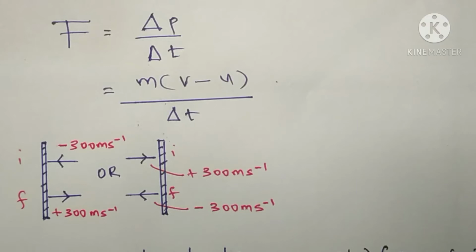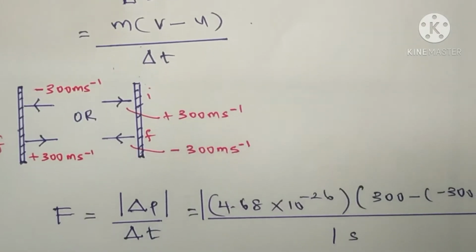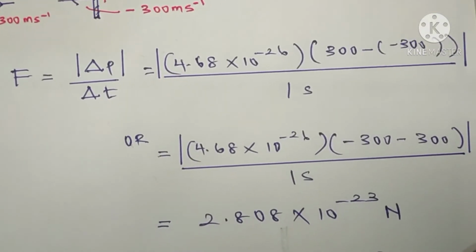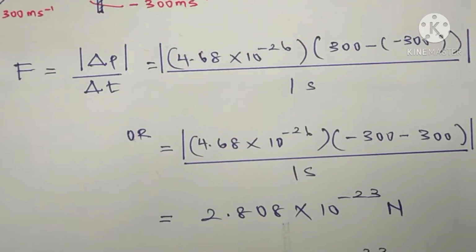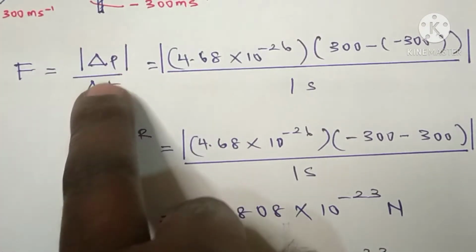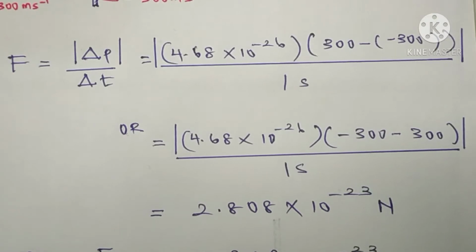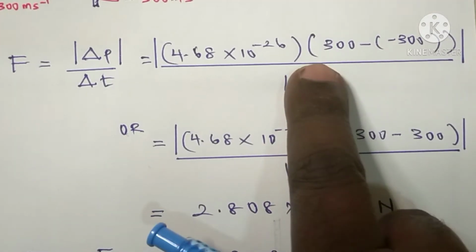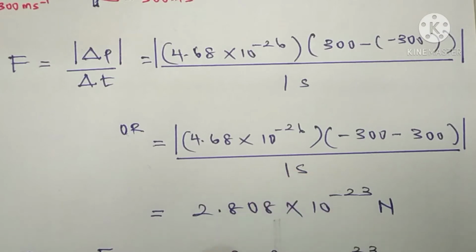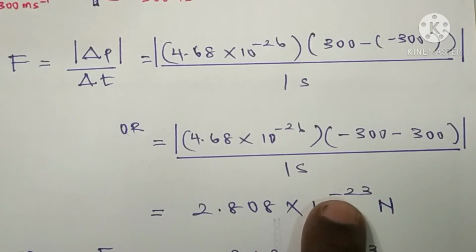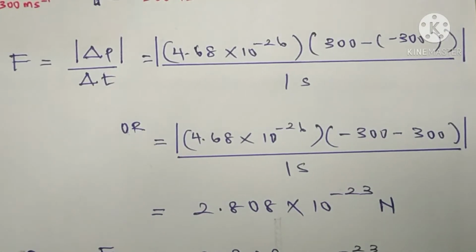For step 2, we're going to substitute all the values into this formula, where force is equal to the rate of change of momentum. For the change of momentum, I put it into modulus form to find the magnitude of the force. So you have two options: one is the left hand side wall or the right hand side wall. You're going to get the same answer, 2.808 times 10 to power of negative 23 Newton for the force exerted on the wall, or the magnitude of force exerted on the wall.